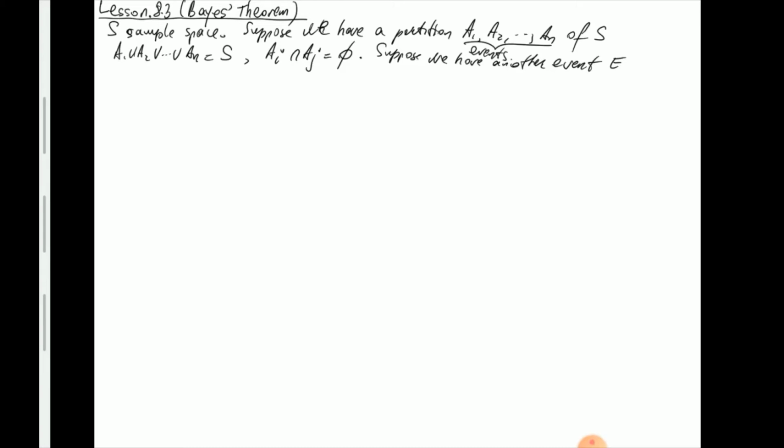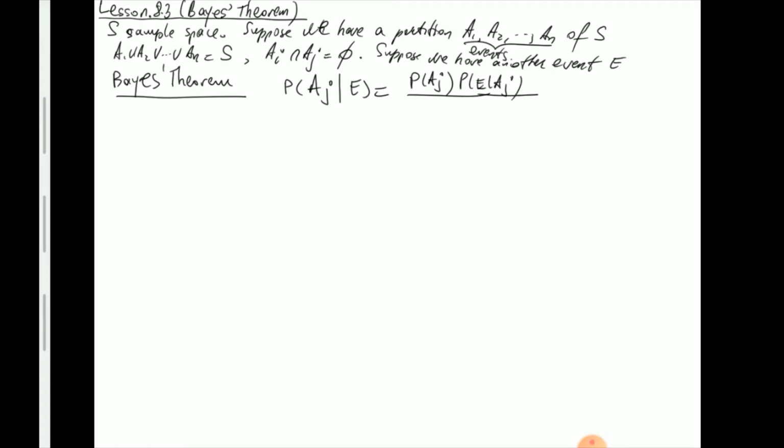Then the two formulas that constitute Bayes' theorem. The first formula states that the probability of AJ given E is equal to the probability of AJ times the probability of E given AJ, divided by the probability of E, where again J can be any of those events A1, A2, up to AN. So J can be any number from 1 to N.